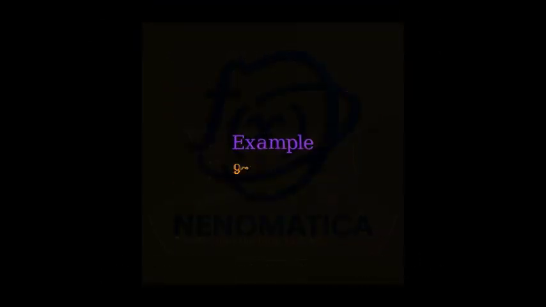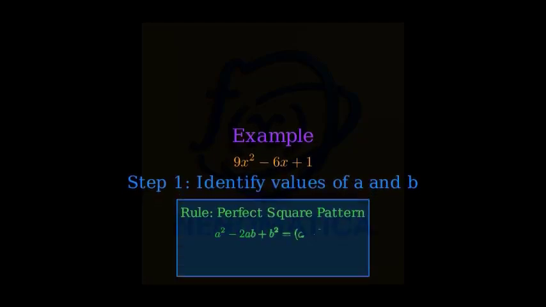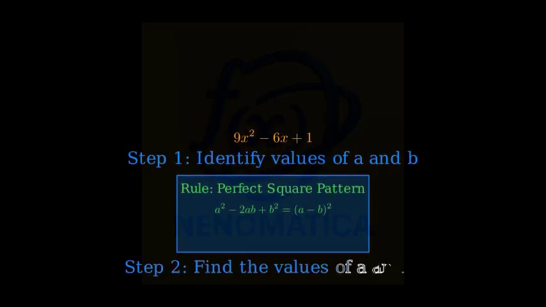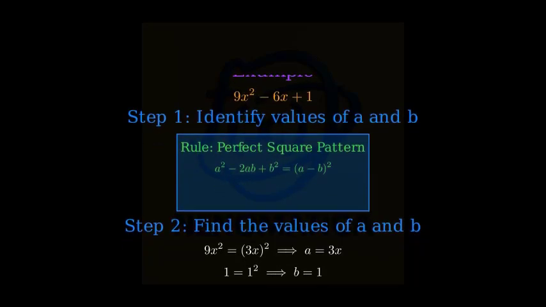We have 9x squared minus 6x plus 1. To determine if this is a perfect square trinomial, we need to check if it follows one of our patterns. Let's see if we can identify the values of a and b. In our expression, 9x squared minus 6x plus 1, the first term is 9x squared. If we're looking for a squared, then a must be 3x. The last term is 1, which would be b squared, so b must be 1.